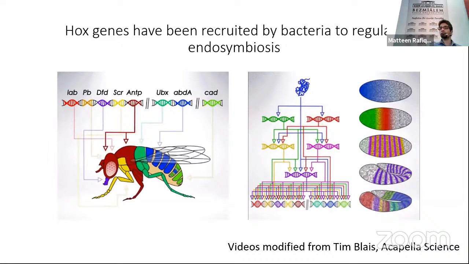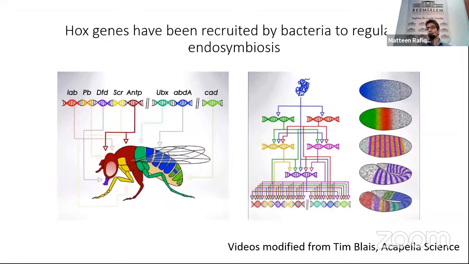They give identity to different parts of the body. So if you have a mislocalization of this gene, for example, Antennapedia, if it's expressed here, you will have a fly that has legs sticking out of its head. The antenna turns into legs. So it is an identity gene.